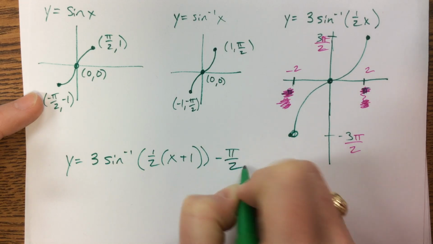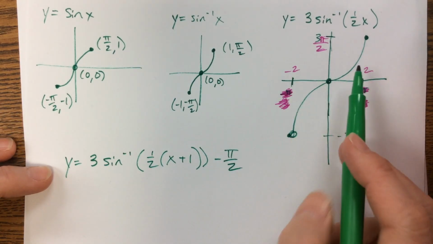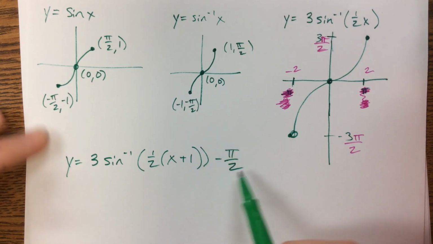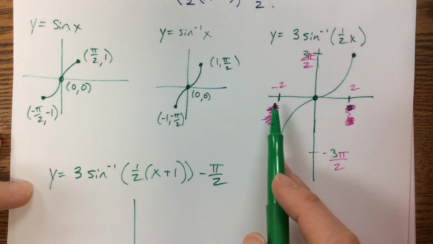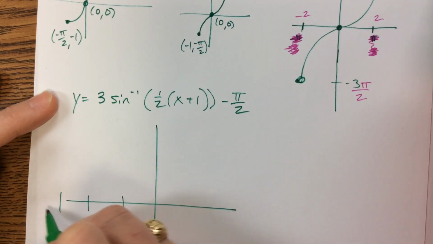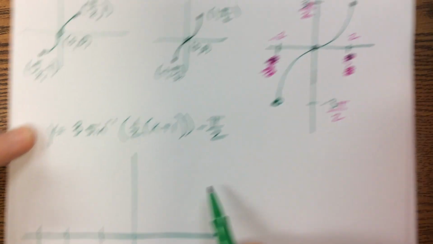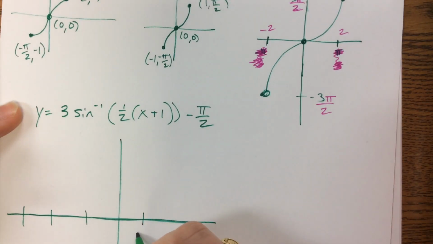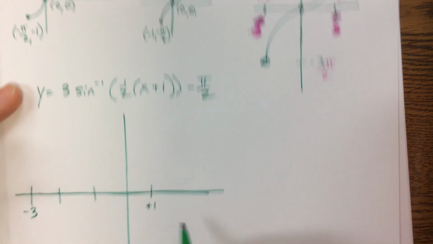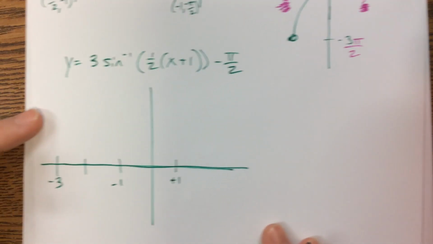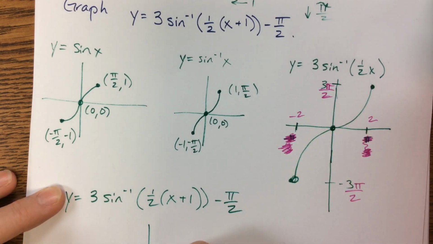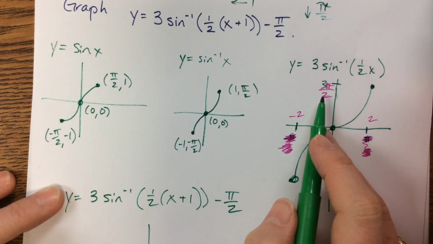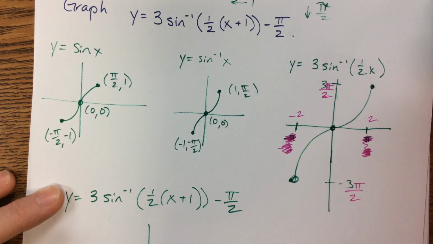So here's the new graph that we're going to do. Everything, we're going to look at these points here, and now we're going to shift to the left 1 and down pi over 2. So what had been at negative 2 is now at negative 3. What had been at positive 2 is now at positive 1, and this is negative 3. Here's, I lied, a negative 1. And then I was at 3 pi over 2, but now I have to shift this down. Shifting that down, this is pi, because 3 pi over 2 minus pi over 2 is 2 pi over 2, which is 1 pi.